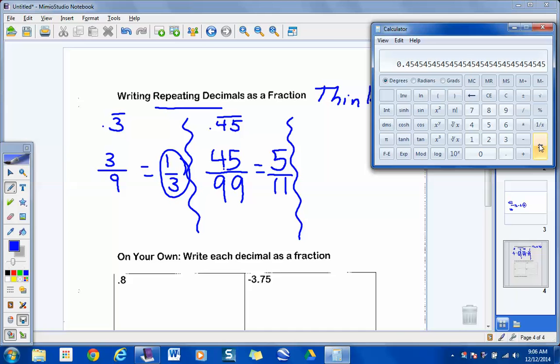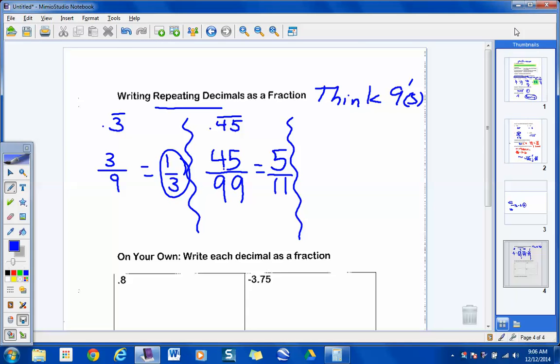Okay then. You guys try this one. I'm going to try and trick you on this one. Oh no. Anything but that. Please don't trick us. How many digits are getting repeated over and over, guys?